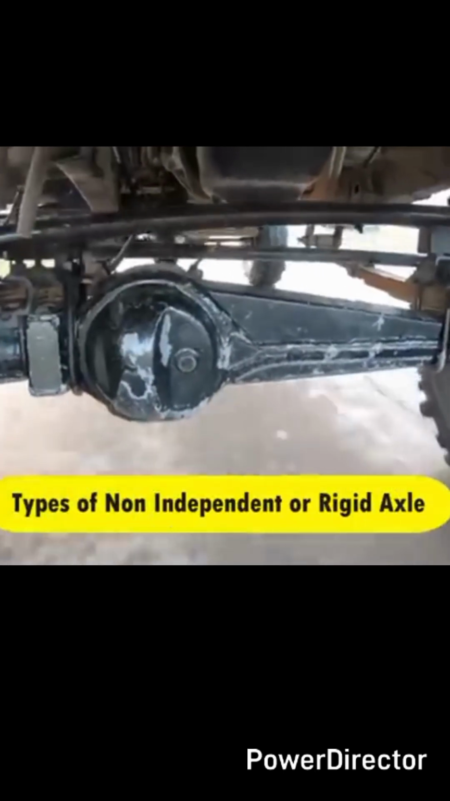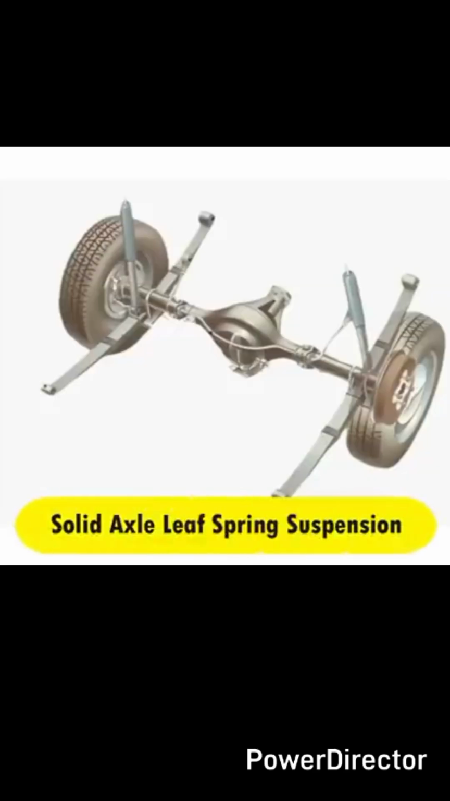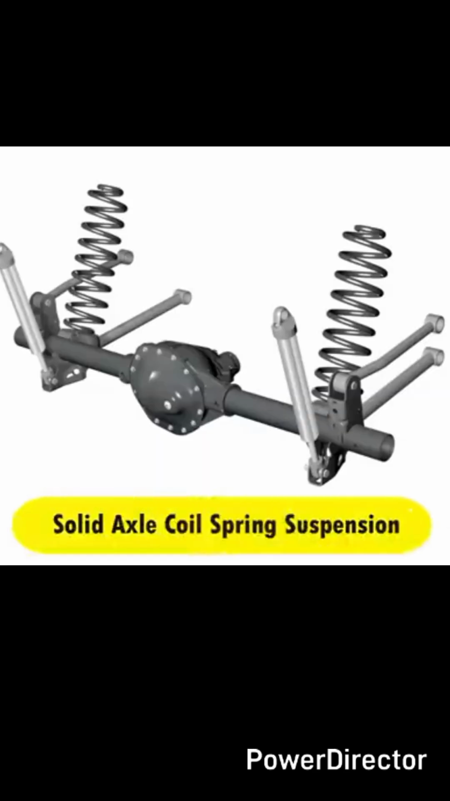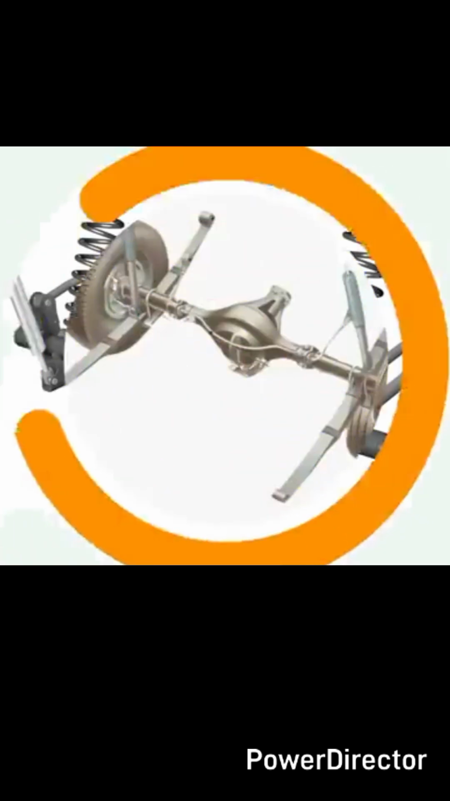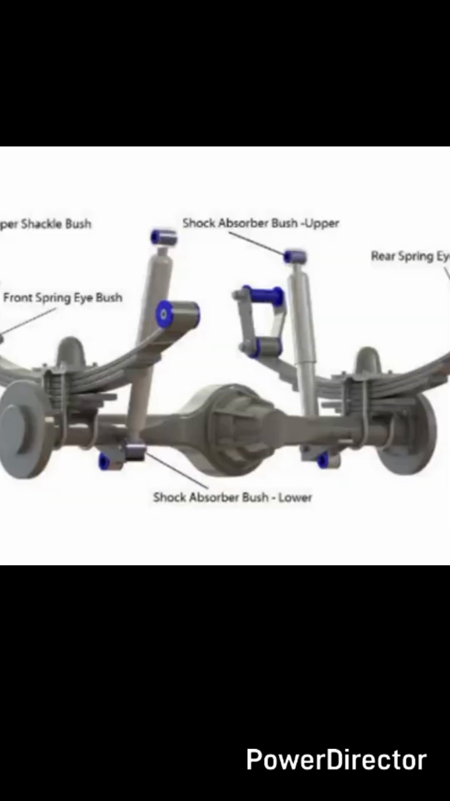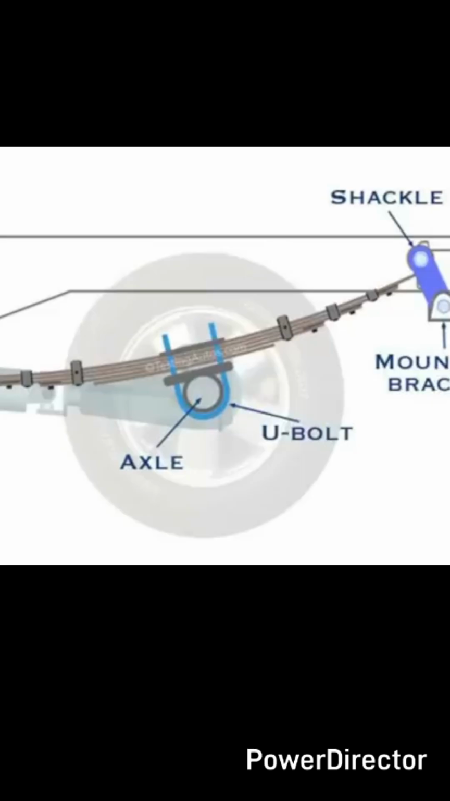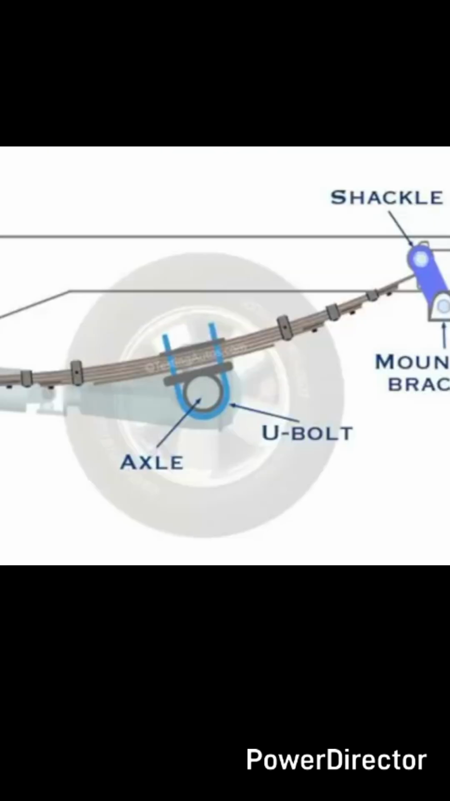In non-independent or rigid axle suspension system, there are two types. They are solid axle leaf spring suspension and solid axle coil spring suspension. In solid axle leaf spring suspension, leaf springs are used as suspension members. The longest spring in the setup bends into a circle to form a spring's eye. This spring's eye is bolted to the spring hanger, and the other end of the spring is attached to the shackle. This shackle allows a change in length of the leaf spring when it bends. Also, the shackle includes a rubber bushing, which absorbs vibrations and prevents them from reaching the vehicle.